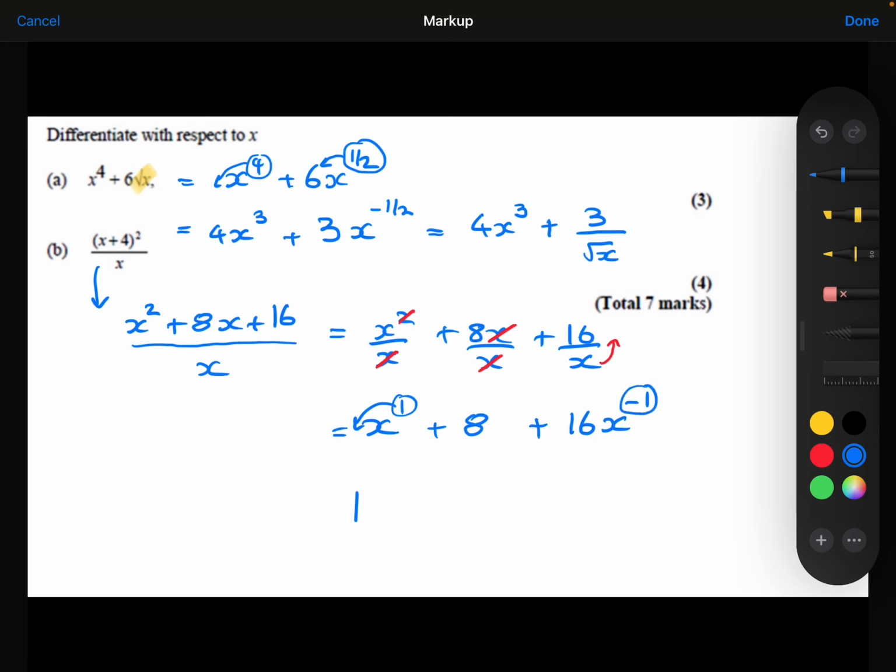The 16x to the power minus 1, I'll multiply by the minus 1 to get minus 16. And then I'll take 1 away from the power. Minus 1, take away 1 is minus 2. So that has been differentiated now. And if I wanted to, I could write that in a slightly simpler form like that. Either of those answers is fine because the question doesn't specify how to write your answer.